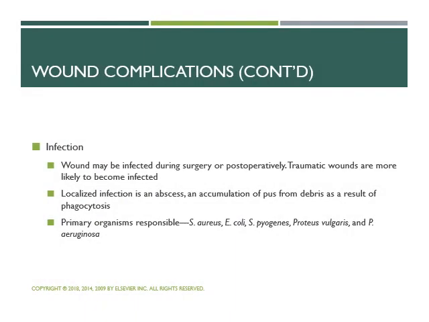Another example of wound complications is infection. A wound may be infected with microorganisms at the time of injury, during surgery, or even post-operatively. Traumatic wounds are more likely to become infected. Localized infection is referred to as an abscess, where there is an accumulation of pus from debris as a result of phagocytosis.